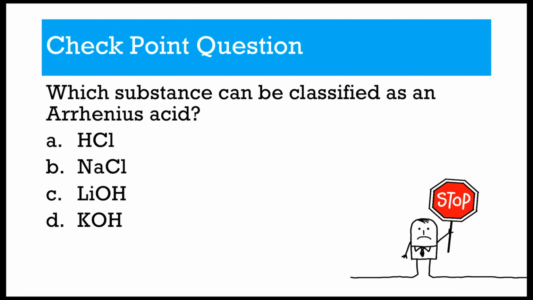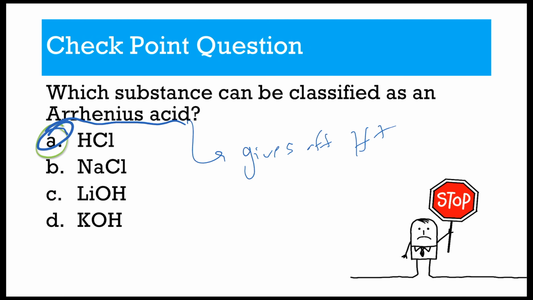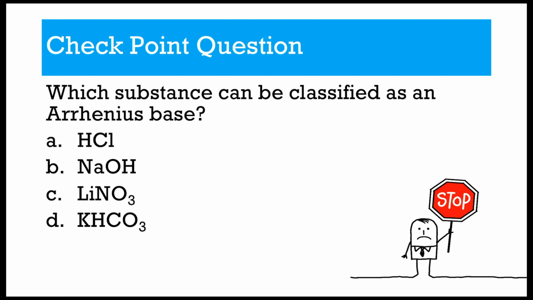Okay, so question. Which substance can be classified as an Arrhenius acid? Again, that's something that gives off H+, and that is answer A. Moving forward, which substance can be classified as an Arrhenius base? Remember, bases give off OH-, and the only one with an OH- is B. Now again, you can also look back at Tables K and L on your reference table, because those are good examples of acids and bases as well.